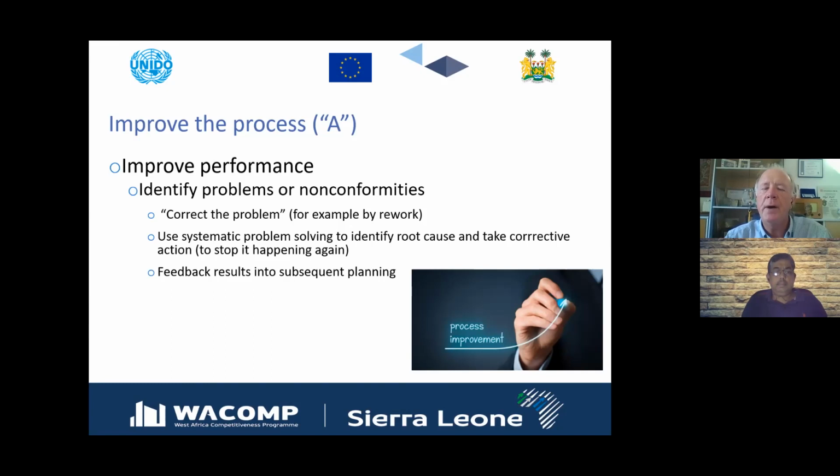We can feed back the results into subsequent planning of the process. We can maybe revise our work instructions. We can provide additional training to the people who maybe didn't understand the process or didn't do their job properly. That doesn't mean pointing the finger at them and blaming them.